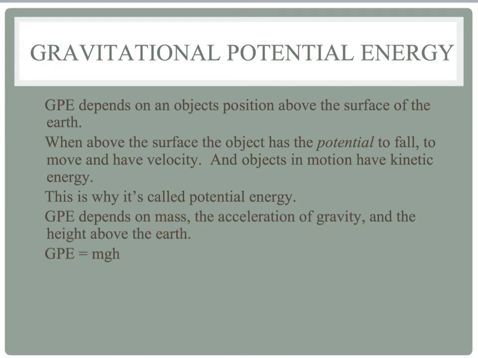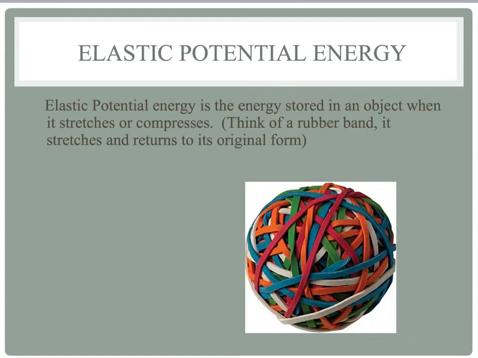We can actually calculate the gravitational potential energy, and it depends on mass, the acceleration of gravity, 9.81 here on Earth, and the height above the Earth. We just write that mgh. Also, I want to point out that your book, instead of writing GPE, writes PE with a little g. So you may see gravitational potential energy shown in either one of those ways.